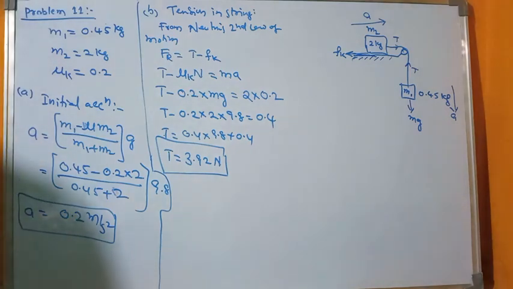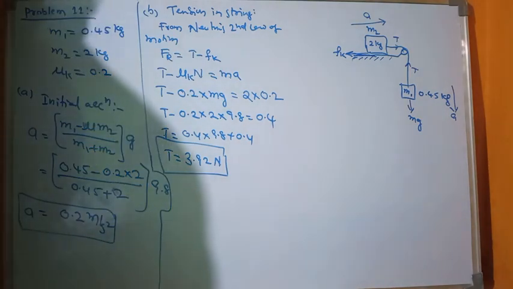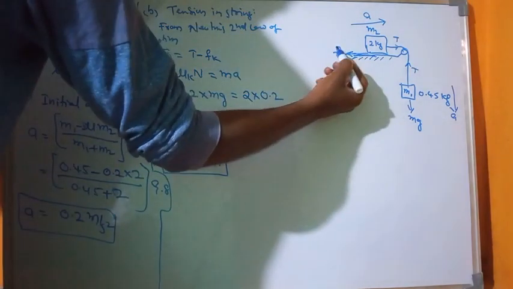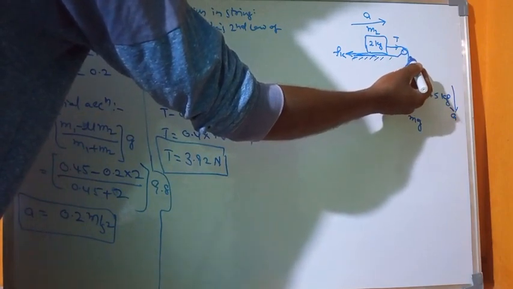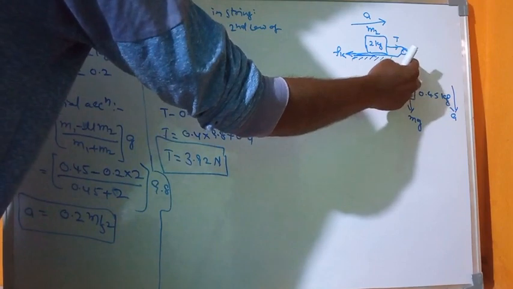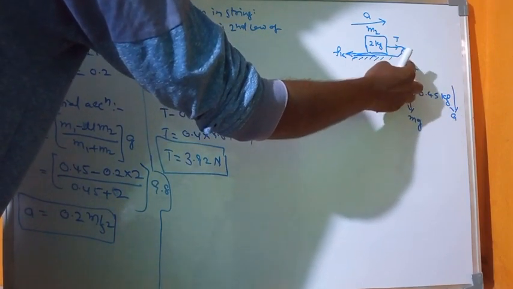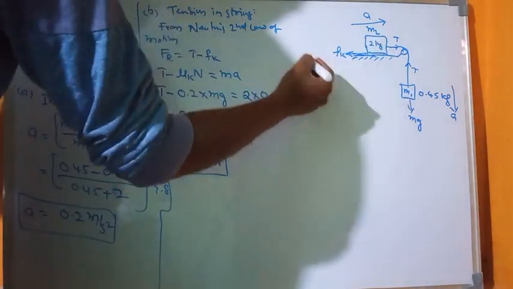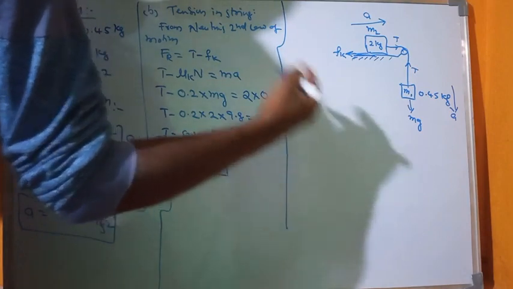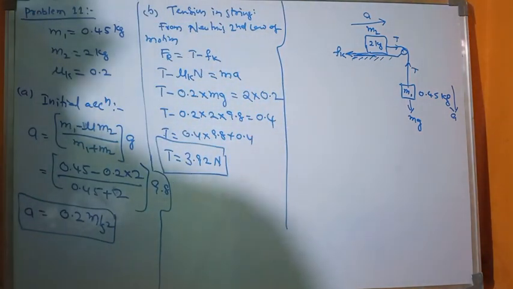Then question C. The question C is, the distance the block would continue to move if after 2 seconds of motion the string should break. Here, when it is in horizontal motion, after some time this string breaks. After it breaks, how much distance is traveled by this 2 kg mass, that too in 2 seconds.